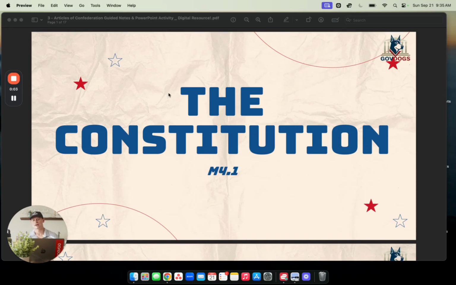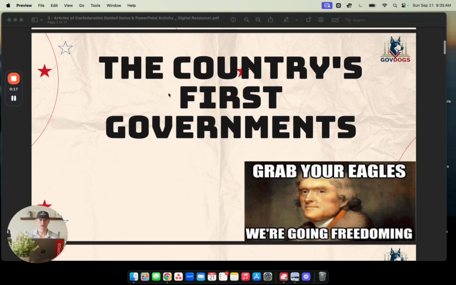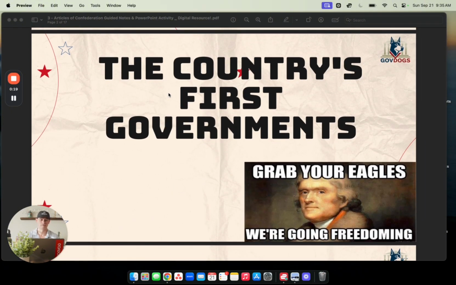All right, so before we get talking about the most important overarching topic of this lesson, which is the Articles of Confederation, the minor strengths and the major weaknesses of the document, the first thing that we need to do is talk about state governments. So state governments were actually our country's first government before we established a federal government.